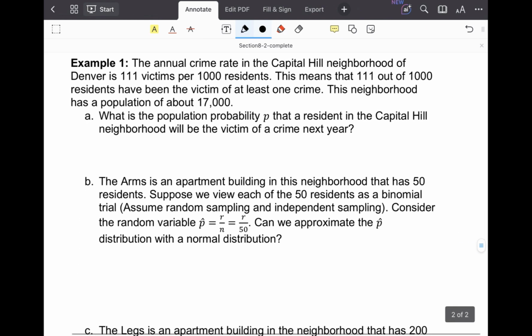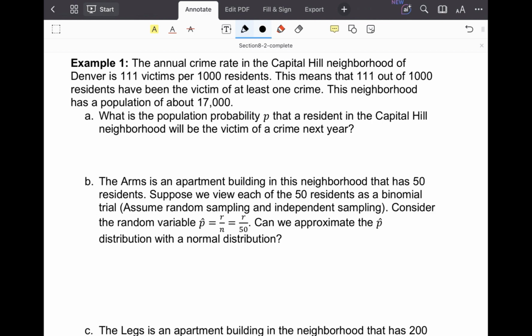Okay, so here's an example, and I find these are trickier than the 8.1 ones with the mean, because they sometimes give you the wording in a way that's not exactly a proportion, so you have to first make a proportion. What this says is the annual crime rate in the Capitol Hill neighborhood of Denver is 111 victims per 1,000 residents, and this means that 111 out of 1,000 residents have been the victim of at least one crime in the past year. So yeah, annually.